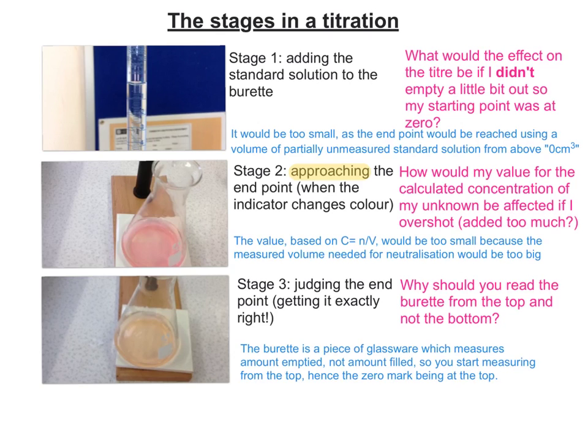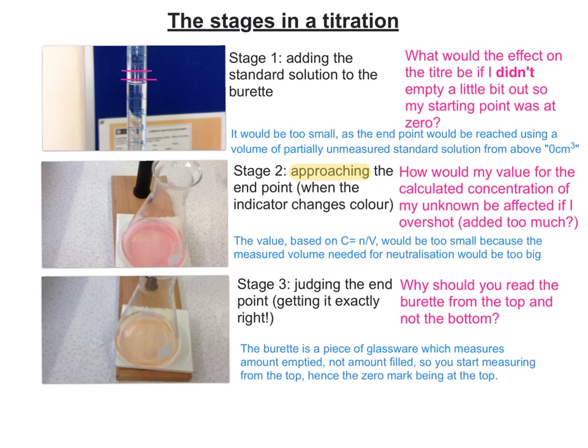So in the first answer, the titer would be too small because you'd reach the end point using a volume of partially unmeasured standard solution from above 0 centimetres cubed. So in other words, if you were to have the liquid starting here somewhere, then that would mean, actually what I'll do is I'll make that in pink against the blue background. So if, let's say, you were up there somewhere, that section of liquid wouldn't be being measured, but it would be contributing to the neutralisation. So the remaining measured amount would be smaller. So what would happen is you'd have a smaller volume, smaller titer, being used for neutralisation.